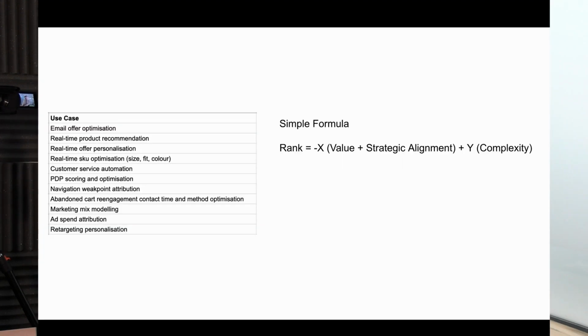And actually, the email offer optimization is typically one for a retailer where you can get massive bang for buck really quickly. So that is often a really good one to go for. So in terms of how we end up ranking them, obviously we want to make something that makes sense of a triangle. So we're saying minus X, where X is the value plus alignment, plus Y, which is the total complexity, and then we get this nice ordered list, and now we've got a roadmap.